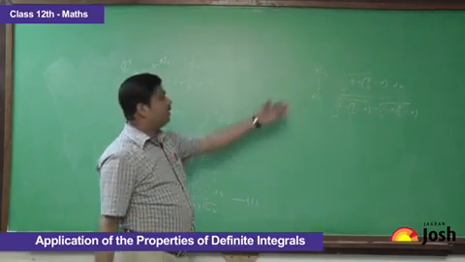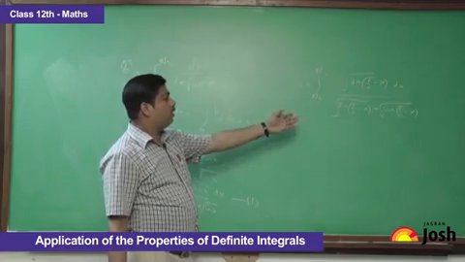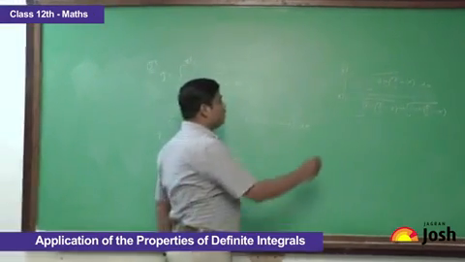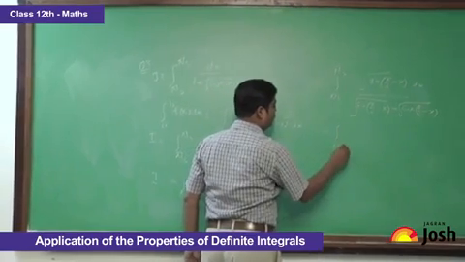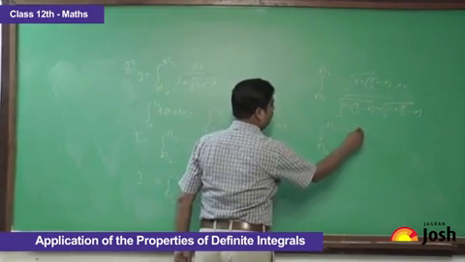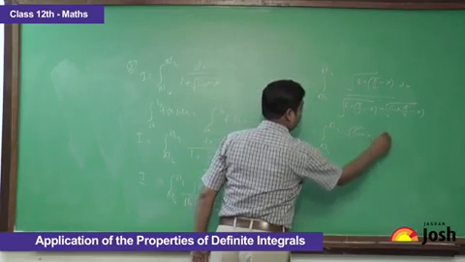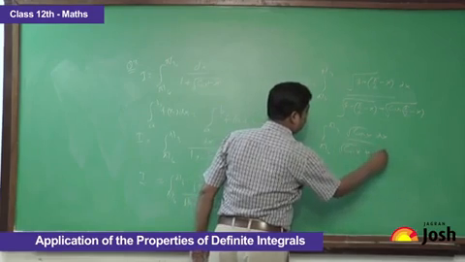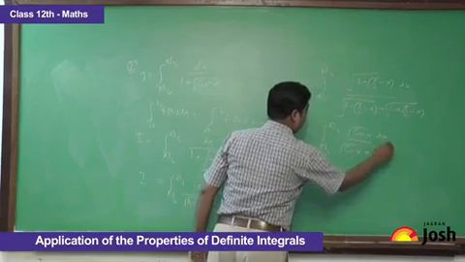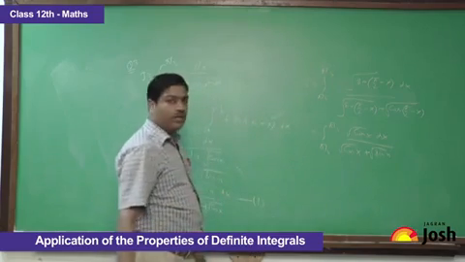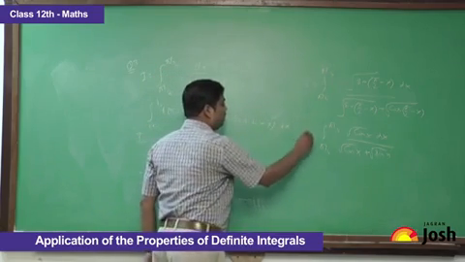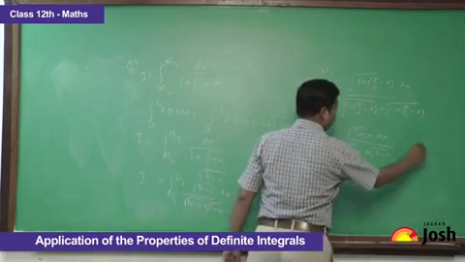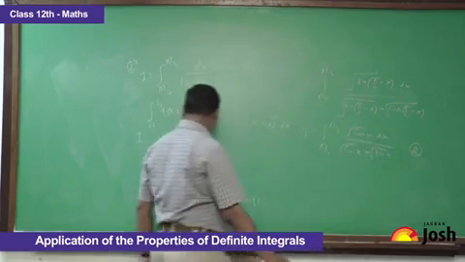Now sine 90 minus theta is cos theta, cos 90 minus theta is sine theta. So our I becomes pi by 6 to pi by 3 root cos x dx upon, in the denominator, root cos x plus root sin x. This is our I, say equation number 2.